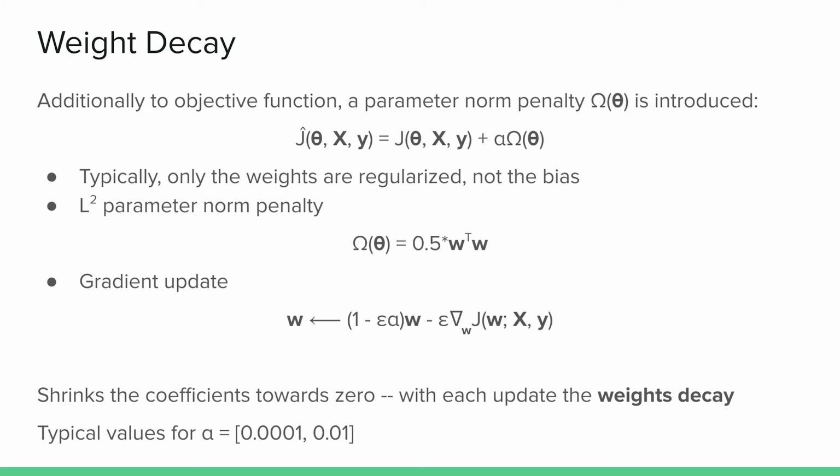We typically only do this for the kernel, for the multiplicative weights, and not for the bias term. And typically we also use the L2 parameter norm penalty that we can compute just by having a transposed weight multiplication with the weights. If we use weight decay, our gradient update step now becomes slightly different. As you can see here, we have the weights and then we subtract our gradient that we compute.